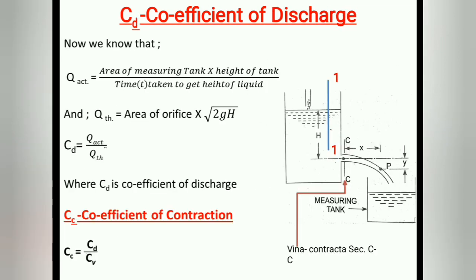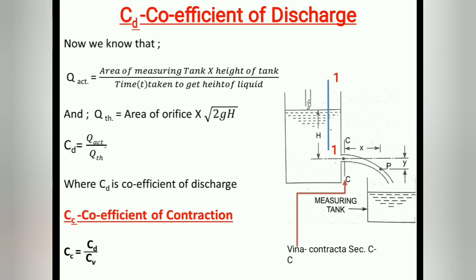Now how to determine the coefficient of discharge? Using this experimental setup, we can collect water within 10, 20 or 30 seconds in the measuring tank, and using this we see how much volume we get in the particular time, and using this relation we can calculate the discharge, volume per second. Suppose for 10 seconds we get 1000 centimeter cube. So this is the discharge, the volume per second.